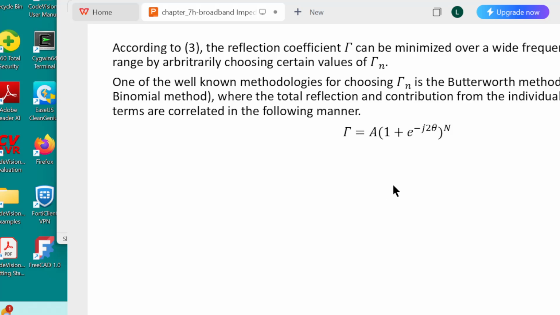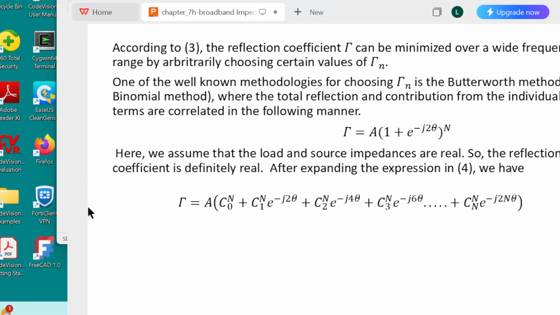Now, recall what we have done previously. The total reflection coefficient that you can measure from the source is similar to this one. But this one is not divided as in the previous formula for the theory of small reflections. Instead, we just multiply this n times. And this is what we are going to get.